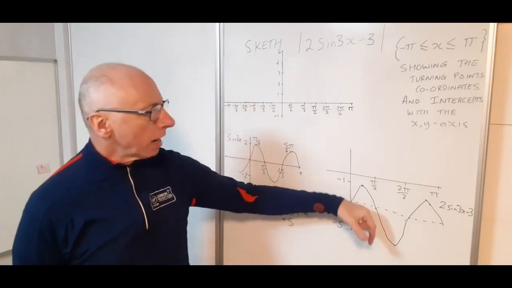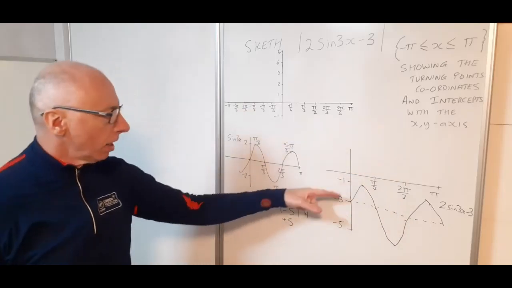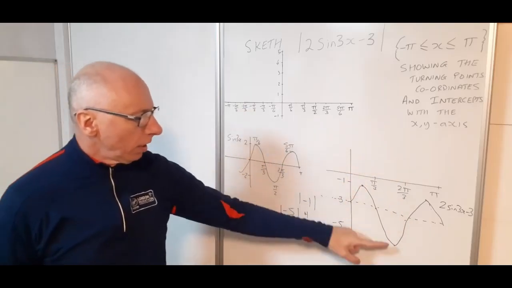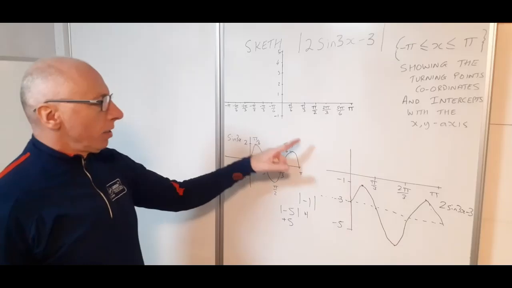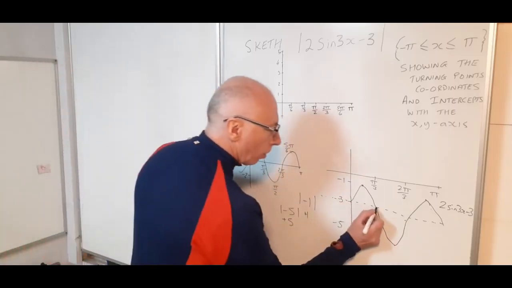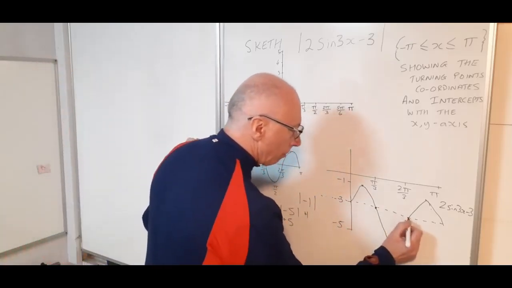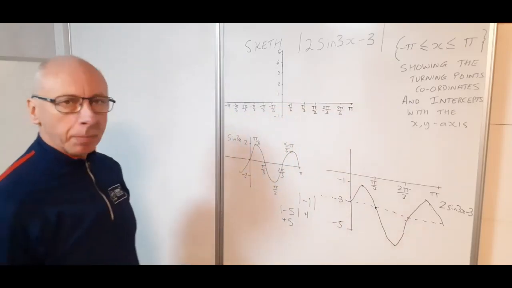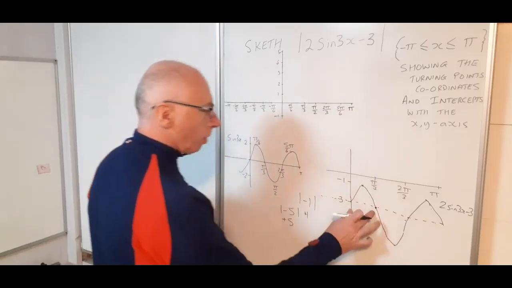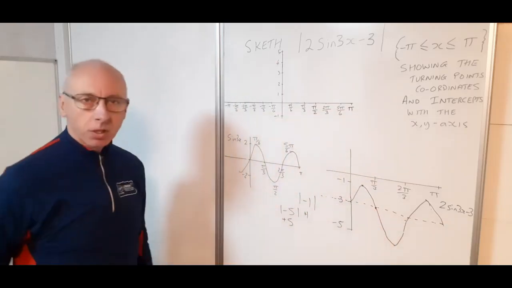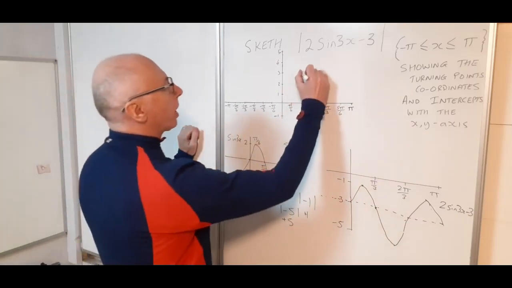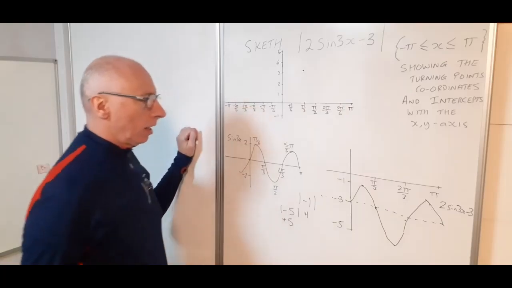All of these points are now reflected in the x-axis. So minus 1 goes to plus 1. Minus 5 goes to positive 5, and so on. So let's pick these out. The ones, first of all, on this line of minus 3, they all turn out to plus 3. So this one here, minus 3 at pi over 3, that now becomes plus 3. So now plus 3, pi over 3.